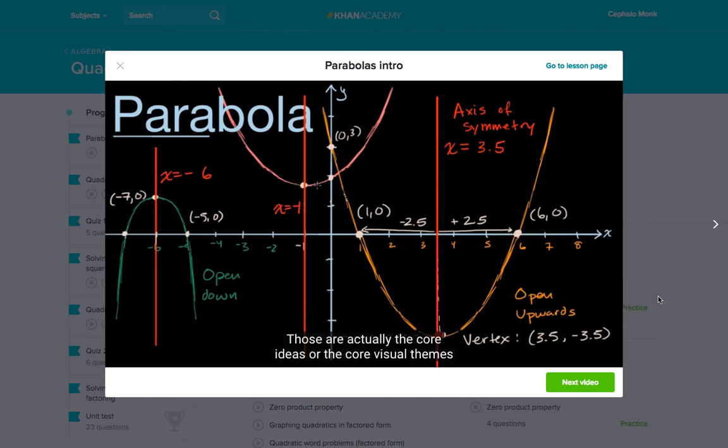Those are the core visual themes around parabolas, and we're going to discuss them in a lot more detail when we represent them with equations. As you'll see, these equations are going to involve second-degree terms. The most simple parabola is y is equal to x squared, but then you can complicate it a little bit. You could have things like y is equal to 2x squared minus 5x plus 7. These types of equations, sometimes called quadratics, are represented generally by parabolas.